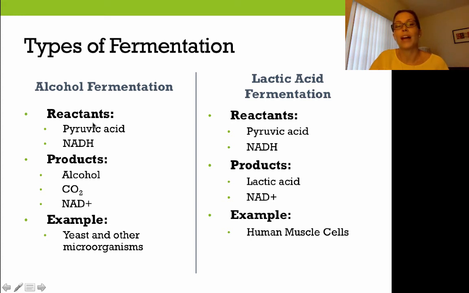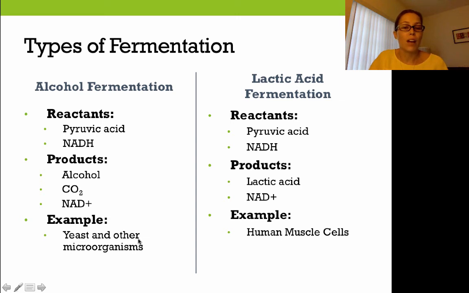NADH is going to supply energy to break down pyruvic acid into the products alcohol, carbon dioxide, and NAD+, which is our uncharged version of NADH, that energy carrier. And an example of alcoholic fermentation is yeast. So yeast is used to make beer and wine.